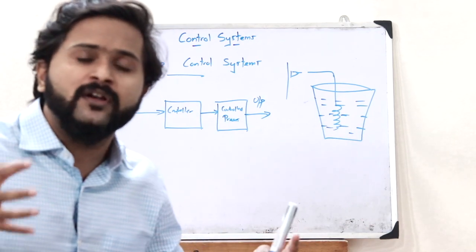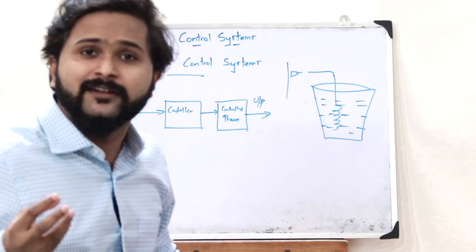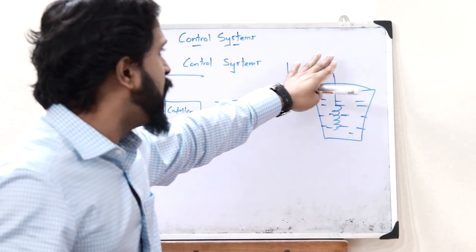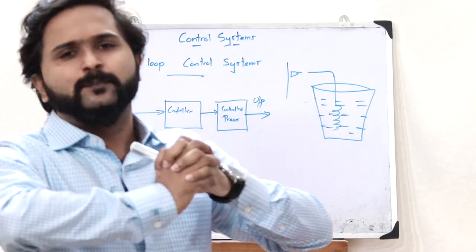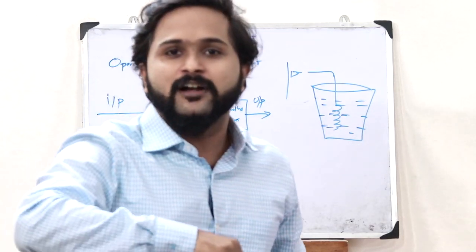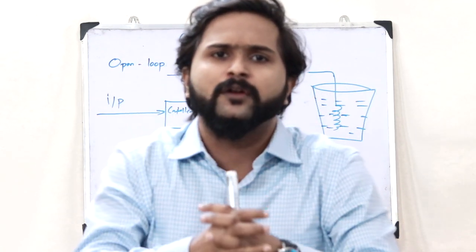The best example of an open loop control system is this immersion rod water heater. Here, however much the water gets heated, it is not affecting how much power is supplied to this particular rod. It just keeps on heating the water. But that is when you come to the next type of control system, which is a closed loop control system.